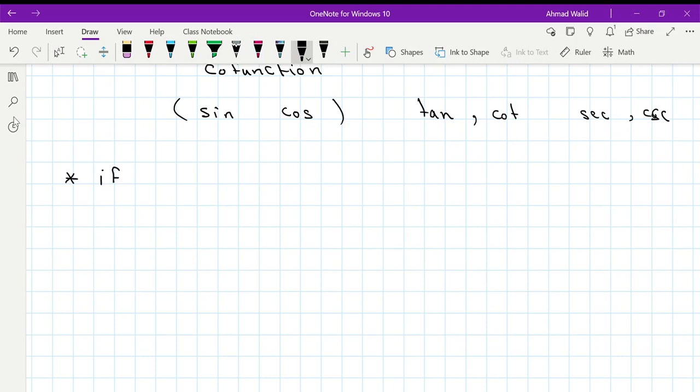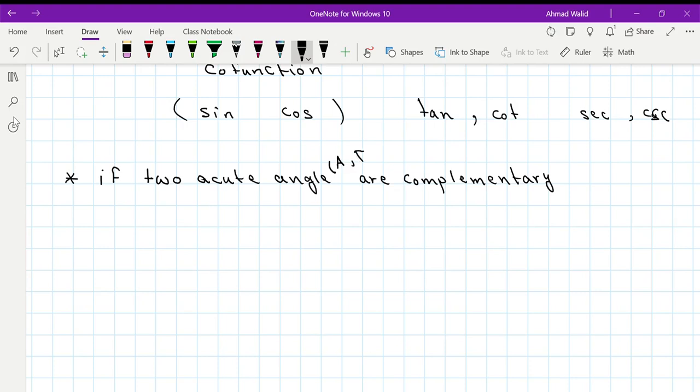If two acute angles, let's even name them A and B, are complementary, then these relations are working very well.